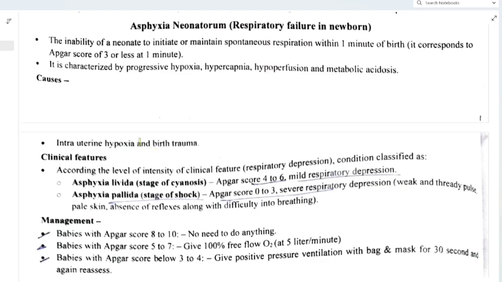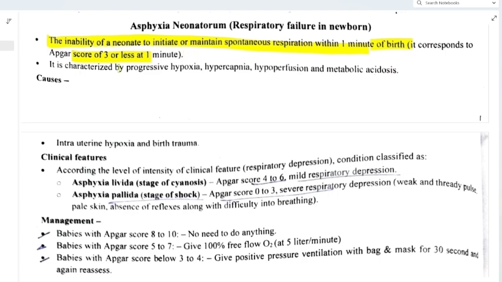The inability of a neonate to initiate or maintain spontaneous respiration within 1 minute of birth corresponds to an Apgar score of 3 or less at 1 minute. So basically, what is the meaning of the first line? That the neonate is not able to initiate or maintain spontaneous respiration within 1 minute of birth. And in the Apgar score, what score is it? That is 3 or less at 1 minute.